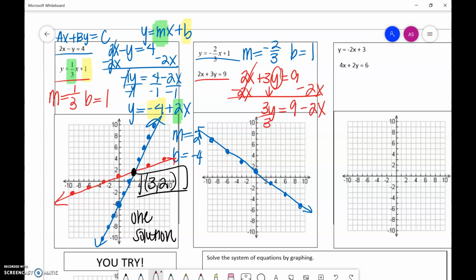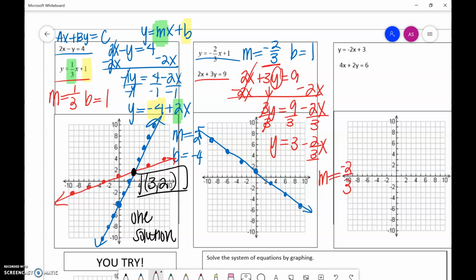I'm going to divide both sides by 3. The 3's cancel out here, so I have y equals 9 divided by 3, which is 3, and I'm going to keep that negative 2 over 3x. So if you notice here, we actually have the same slope, so that should kind of ring a bell, but if not, just wait until you see the graph.